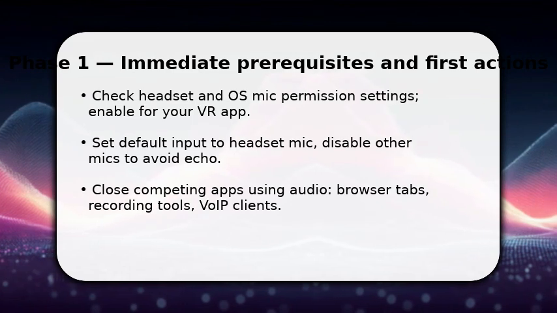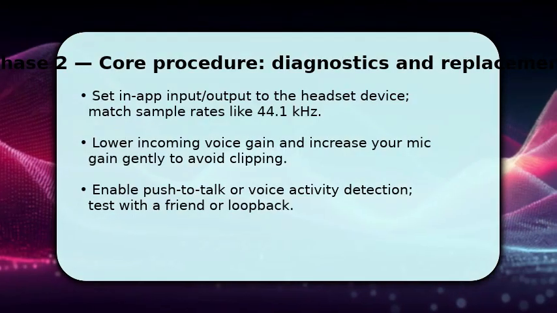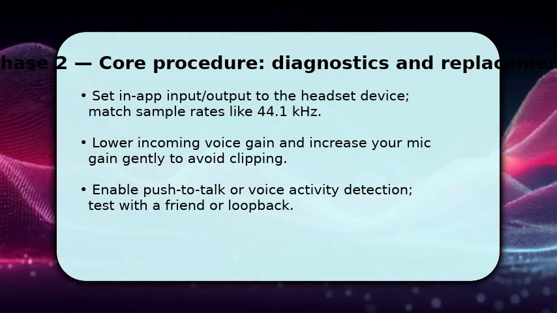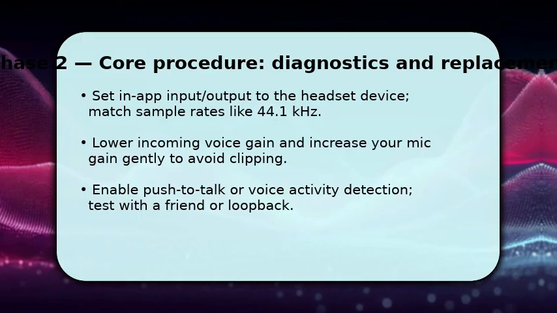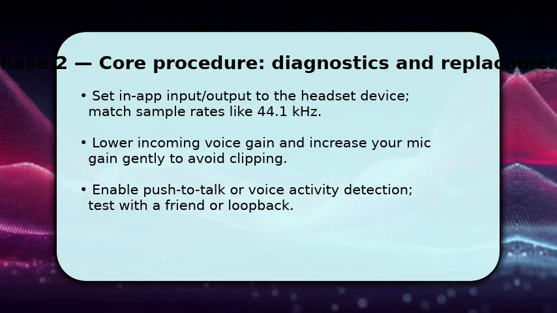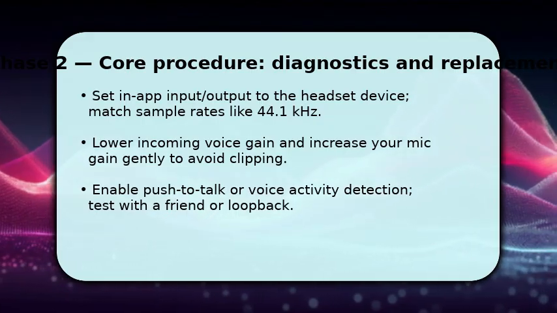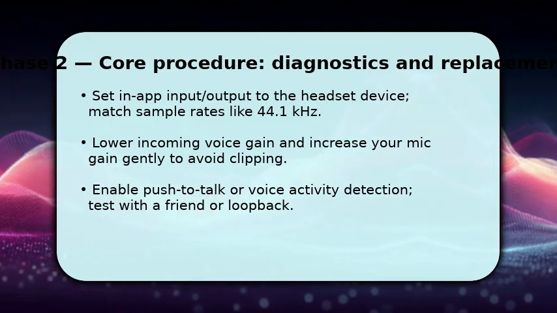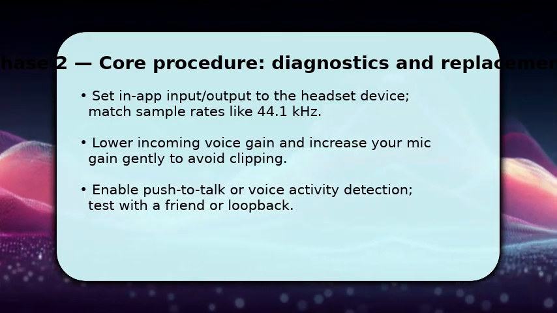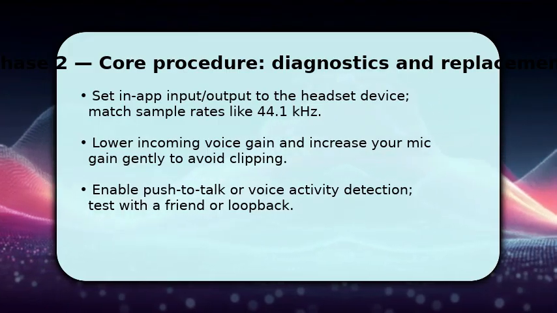Now focus on the VR app itself. Set both input and output to the exact headset device. Match sample rates if the option exists, such as 44.1 kHz to avoid resampling artifacts. Reduce incoming voice gain and nudge your mic gain up until levels are clear but not clipping. Choose push-to-talk or voice activity detection based on your environment. Push-to-talk prevents background noise, while VAD is simpler for casual use. Test these settings with someone.